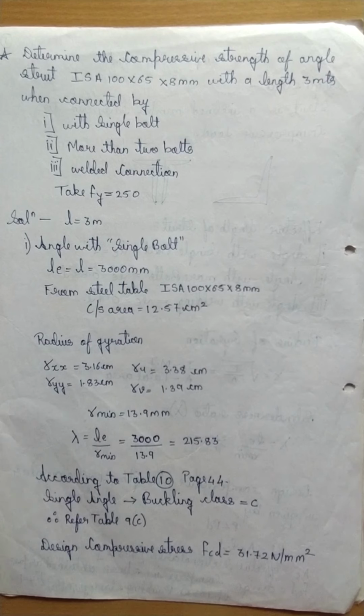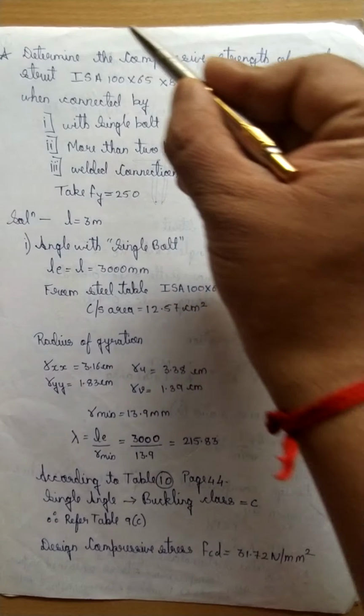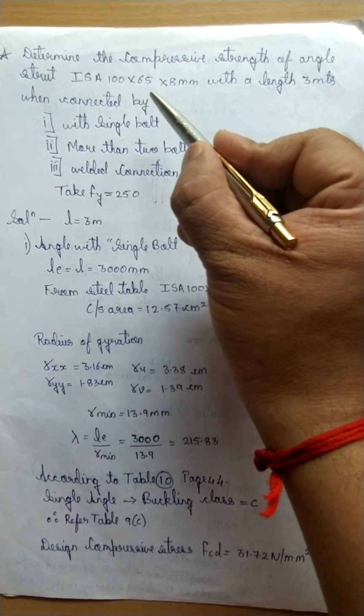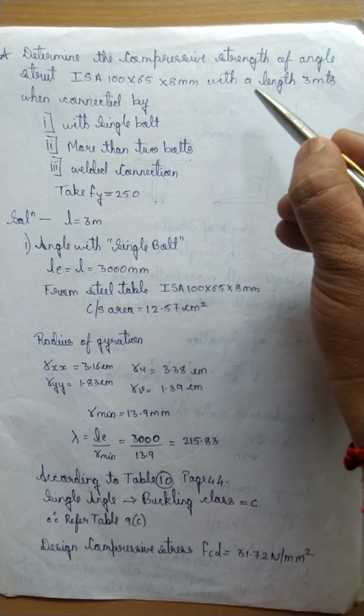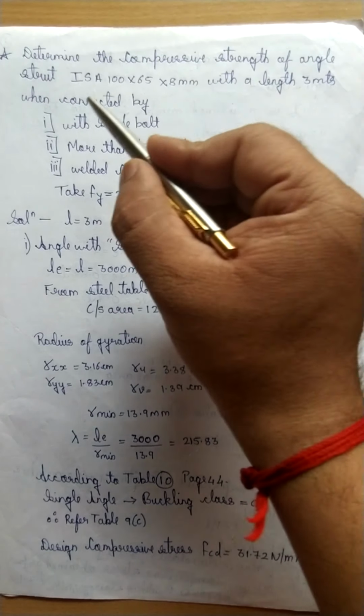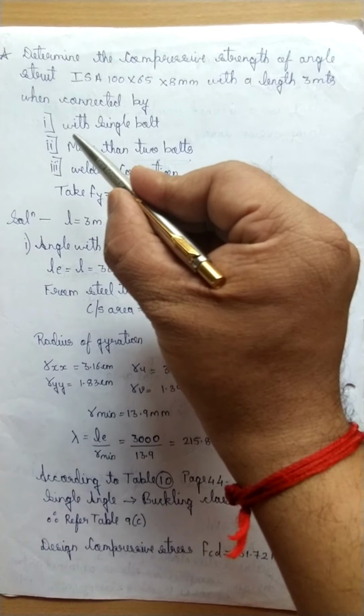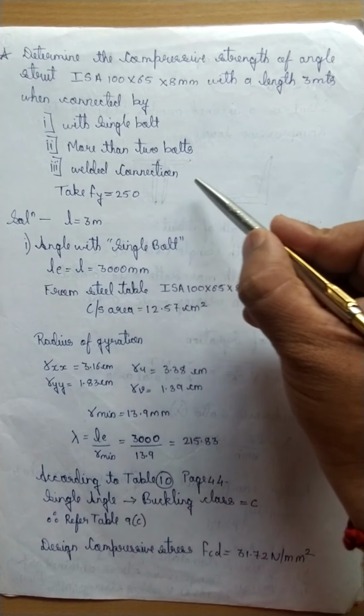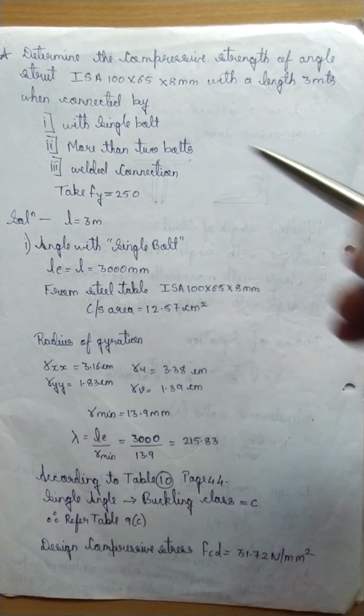In the previous lecture we discussed the design of compression members as per IS 800-2007. Today we shall solve a numerical on compression members. So let us see the numerical. Determine the compressive strength of the angle strut ISA 100 by 65 by 8 with a length of 3 meters when connected, first, with a single bolt, second, with more than 2 bolts, and third, with a welded connection. So, it depends upon the connection.